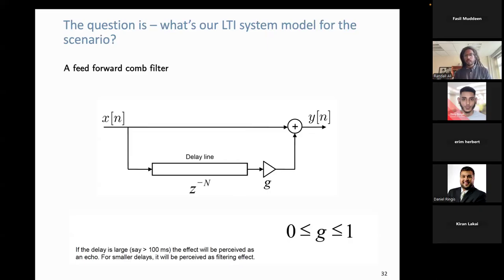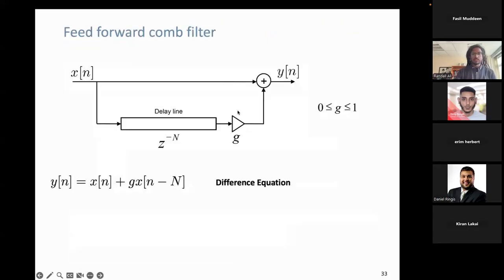For this particular effect, what's interesting is that if the delay is larger than, say, 100 milliseconds, the effect is perceived as an echo. And for smaller delays, it's perceived as a filtering effect. So this ties back into how the design of these digital audio effects from a DSP point of view leads us to perceptual questions as well, which is really interesting. But let's analyze this a little bit using some of the techniques that we know.